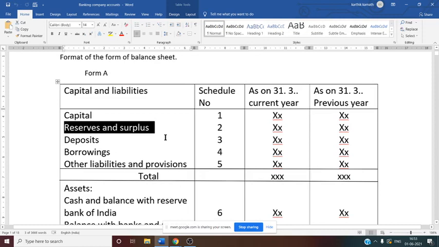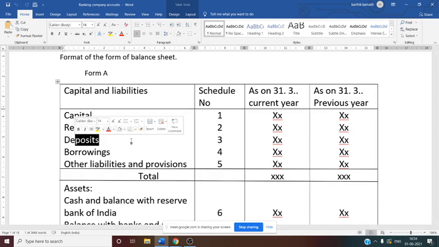Then deposits. There are again various parts in deposits. One is demand deposit, either from banks or from others. Similarly, savings bank deposit, then term deposit. All these deposits you can enter here. Deposits from branches in India also come under deposits.